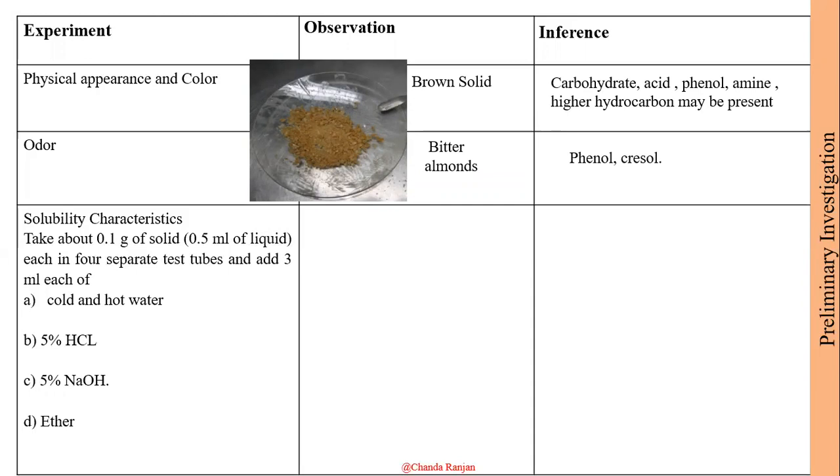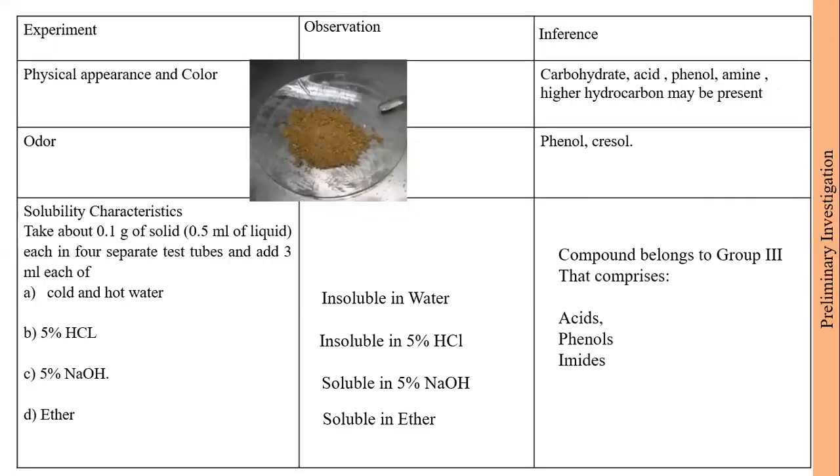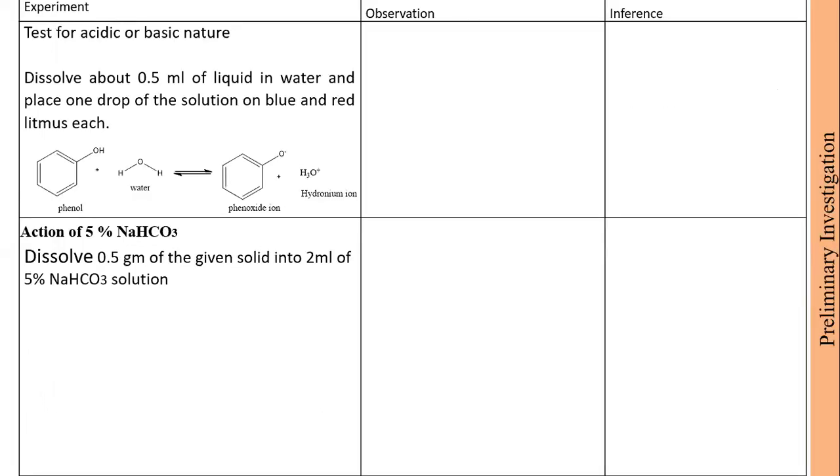After the physical appearance, we'll see the solubility part. It was found to be insoluble in water, insoluble in 5% HCl, but soluble in 5% NaOH and ether. The solubility characteristics fit into the group 3 criteria. That is, the compound is insoluble in water, soluble in ether, and readily soluble in bases. So the compound can be acids, phenol, or imides. So we'll write in the inference that compound belongs to group 3 that comprises acids, phenol, and imides.